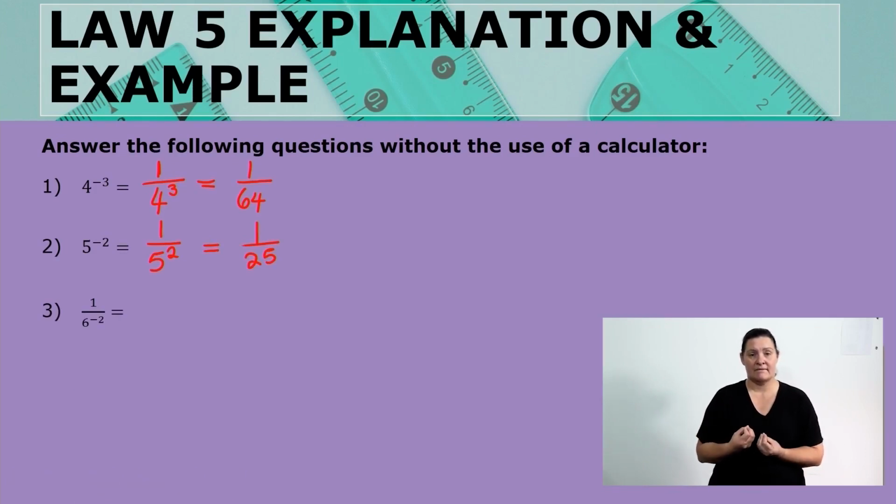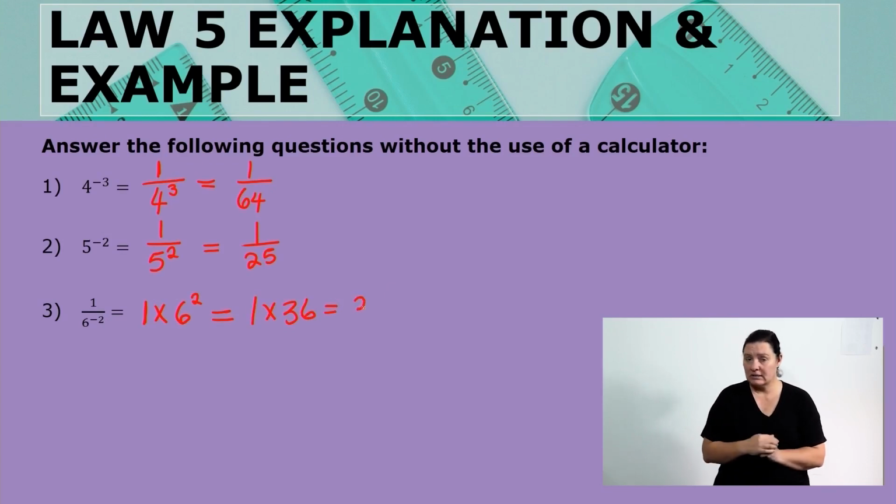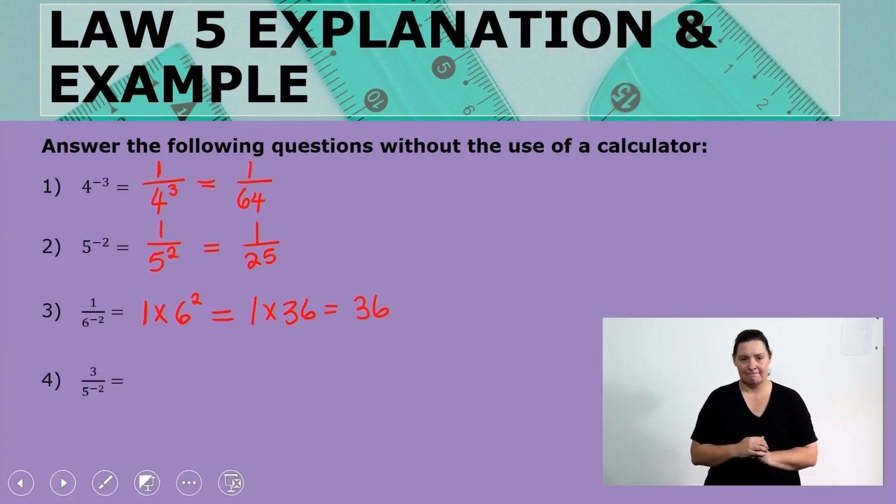We have 1 divided by 6 to the exponent negative 2. Now, our denominator has the negative exponent. So what are we going to do? We are going to move it to the numerator, and it is going to multiply with whatever number is there in the numerator. We have our 1, and that is going to multiply with our 6, but now our exponent is positive. So that is going to be 1 multiplied by 6 squared. That is 1 multiplied by 36, and our answer is 36.